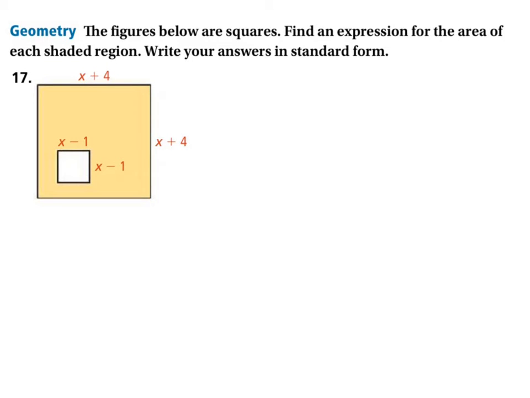Okay, the figures below are squares, and we want to find an expression for the area of each shaded region. Write your answers in standard form. So what we're going to do is write out the expression and combine any like terms. And this is what it looks like.